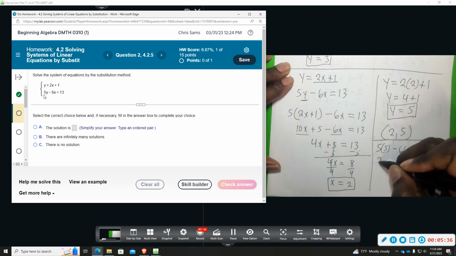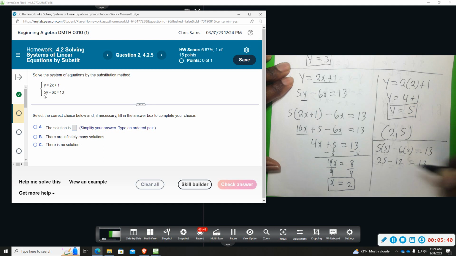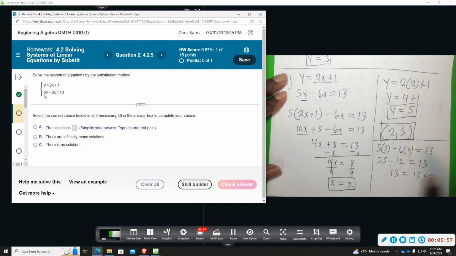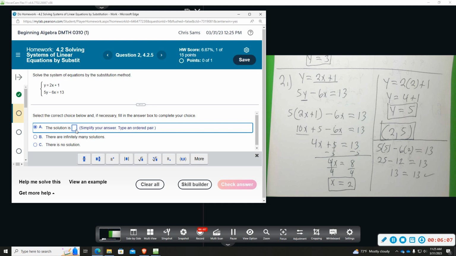This gives me 25 minus 12 equals 13. 25 minus 12, I get 13, and that is equal to 13. Both sides are correct, so it works. So please do that. Once you get an ordered pair solution, plug it in, check, and verify that your answer is correct. If it doesn't come out, then we know we made a mistake somewhere. If it does, then we know that we've done it correctly. So ordered pair 2, 5.